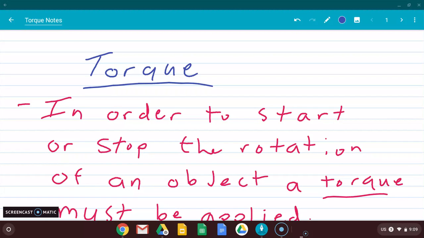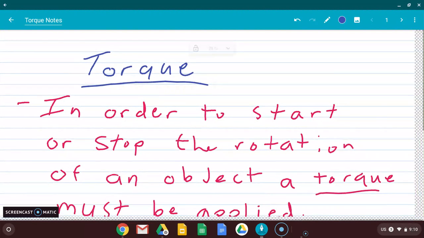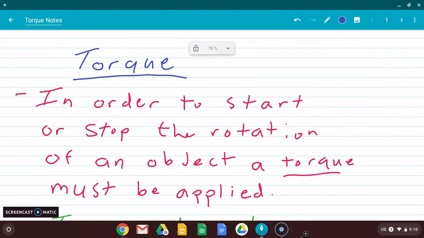Hi guys, we're going to start a new topic that should only last this week, if that, called torque. It's going to deal with how we get things rotating, basically. So, you guys watched a video in yesterday's assignment to get you introduced to it, but I'm going to get into it a little more with some example problems as well.